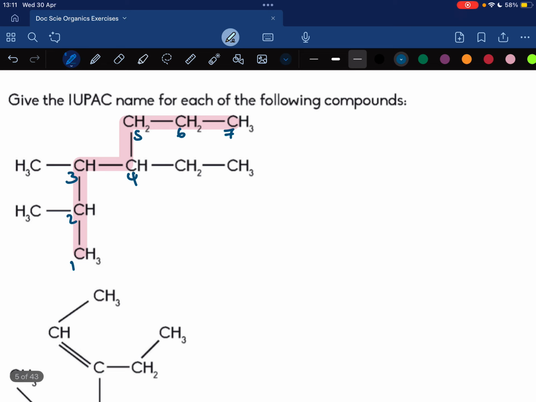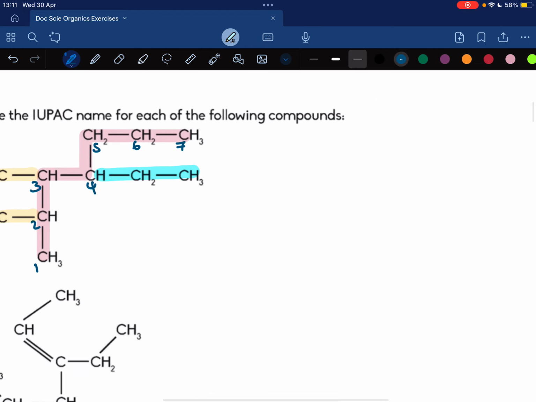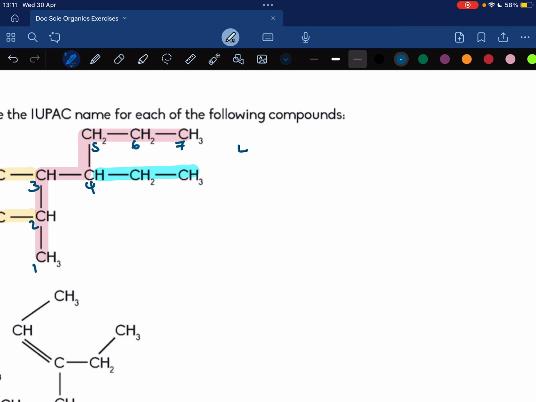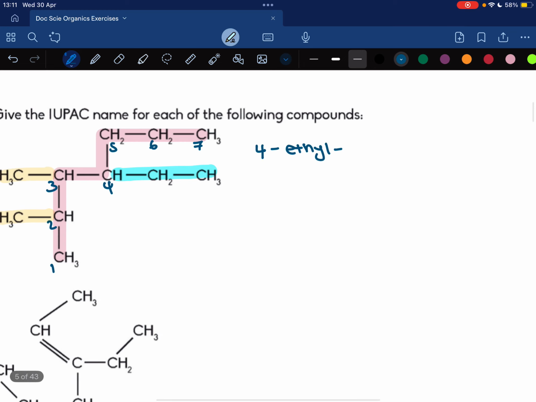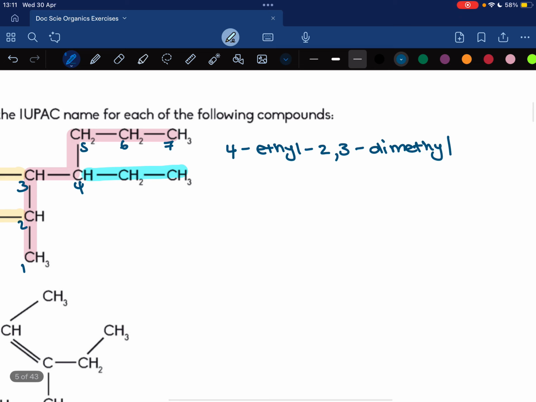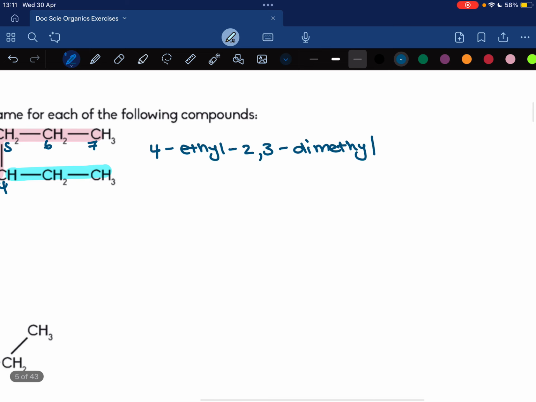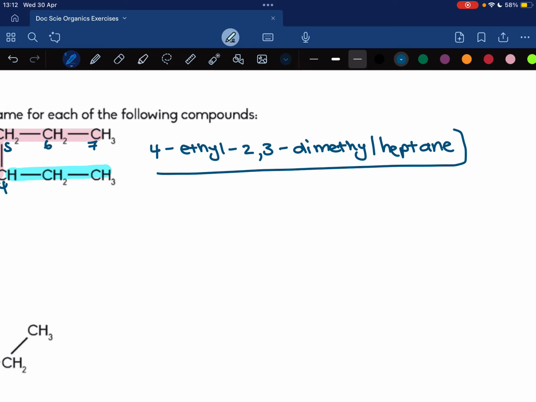So we can see we have 2 methyl groups and we have 1 ethyl group. So remember, we start naming the ethyl first because of alphabetical order. So it'll be 4-ethyl, then 2,3-dimethyl. Don't forget the di because there's 2 of them. And then because it's 7 carbons, it'll be hept, and it's alkane, so it'll be heptane. And that's your answer there.